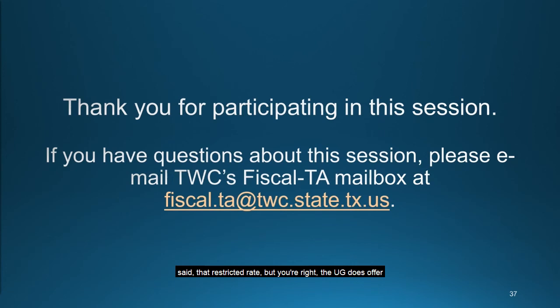But you're right, the UG does offer the option to do a 10% de minimis rate in lieu of having a negotiated indirect cost rate. My initial gut thought on that is that likely we would be limited to 8% as opposed to 10% based on the lesser of the two. But, like I said, we want to look at that. So feel free to reach out to your grant manager if that's something that you're looking at, and they can reach out to me and we can work through that.